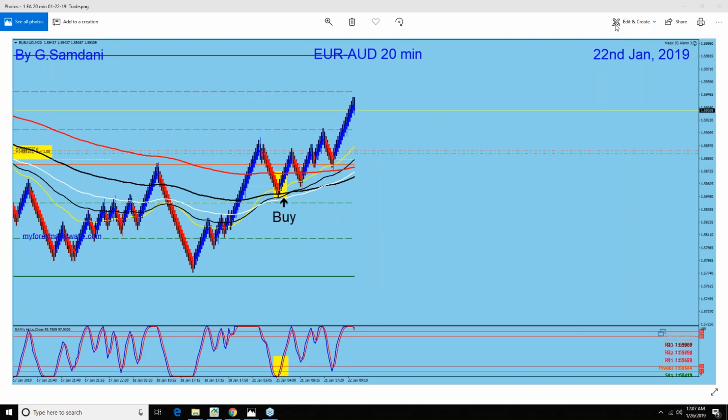So let's get started. This is the first trade on the 22nd, EUR-AUD, and it's a small one, but it's showing here, but it went way further than that. The 21st was Monday, which is usually very slow, and setups were made, but actually the trades happened on the next day, the 22nd. So this is one of them.